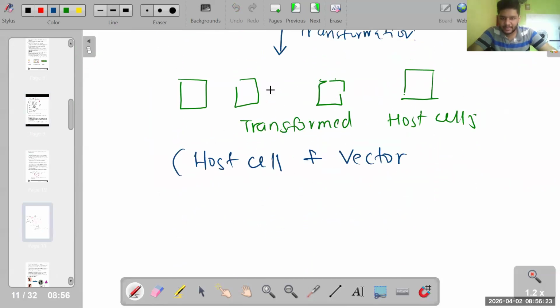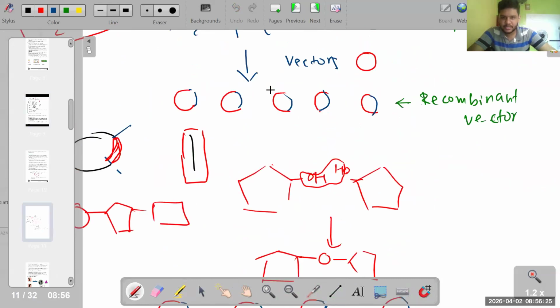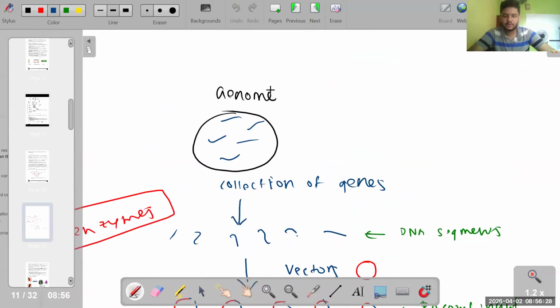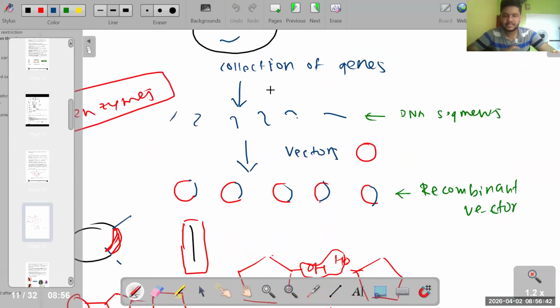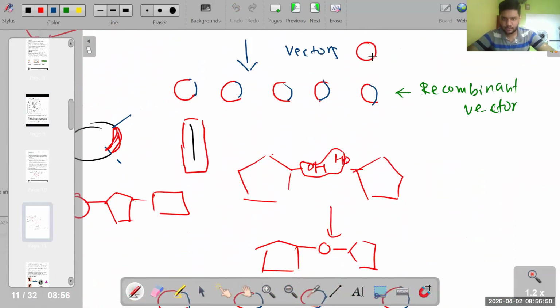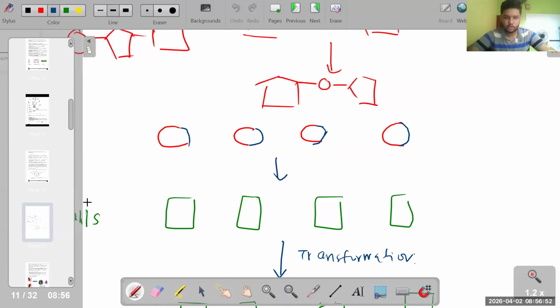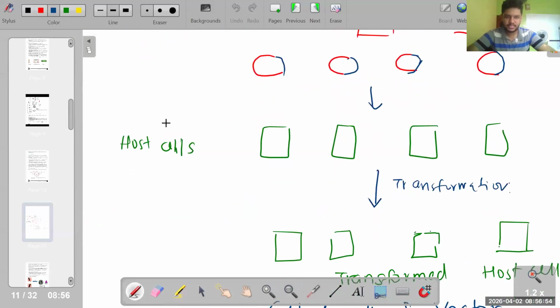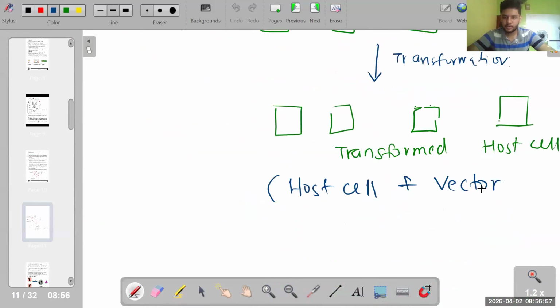So here, let's see what we learned. I said that something called genome is a collection of genes, and I'm cutting or shearing it, and I'm separating the DNA segments separately. After separating these DNA segments, I'll be inserting them into vectors, forming what type of vectors? Recombinant vectors. When the recombinant vectors are formed, I'll be inserting those recombinant vectors into normal host cells so that those normal host cells are converted to transformed host cells.